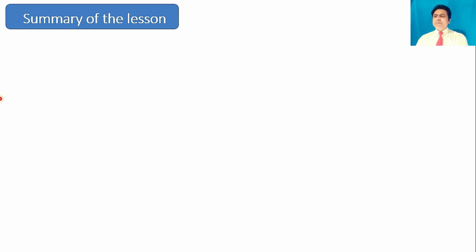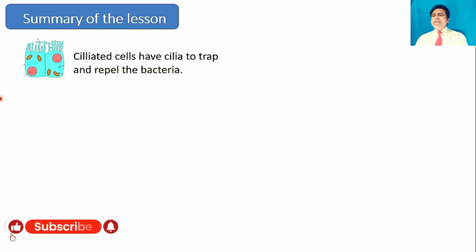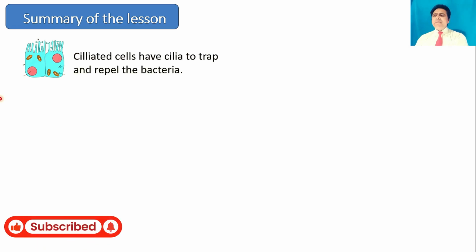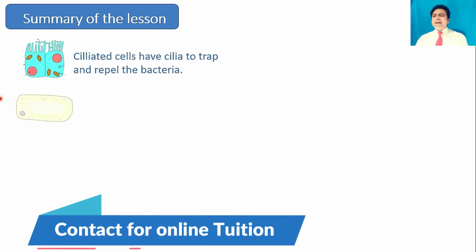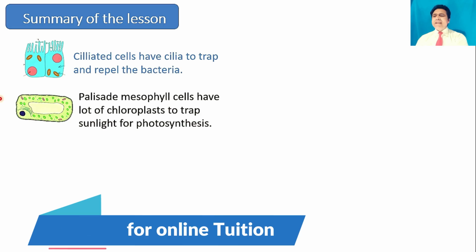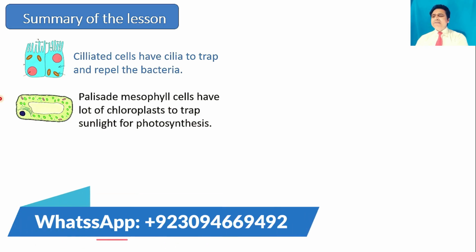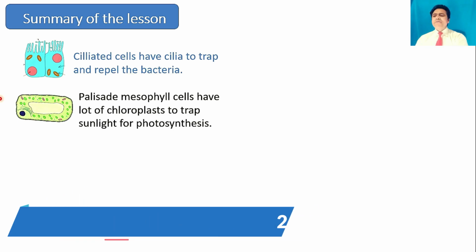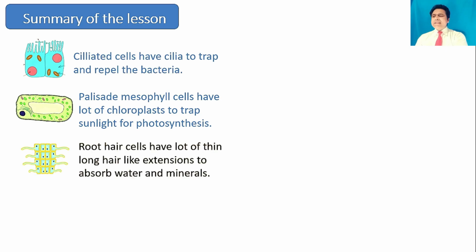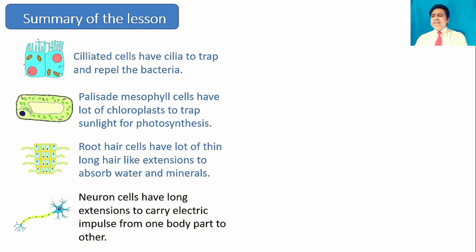Summary of the lesson. Ciliated cells have cilia to trap and repel bacteria. Palisade mesophyll cells have a lot of chloroplasts to trap sunlight for photosynthesis. Root hair cells have a lot of thin, long, hair-like extensions to absorb water and minerals. Neuron cells have long extensions to carry electric impulses from one body part to another.